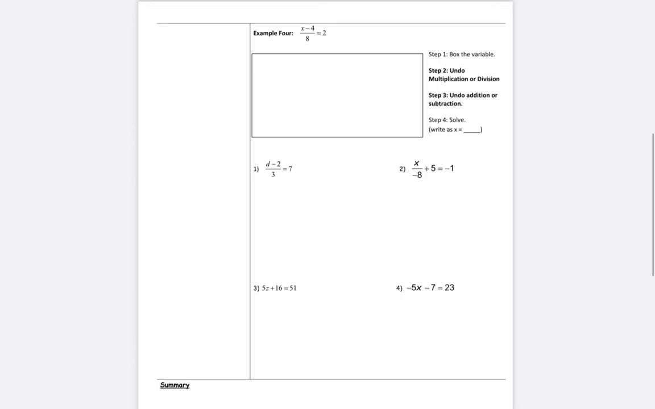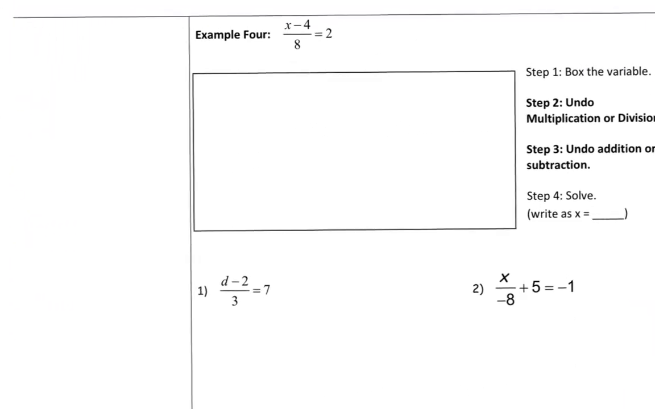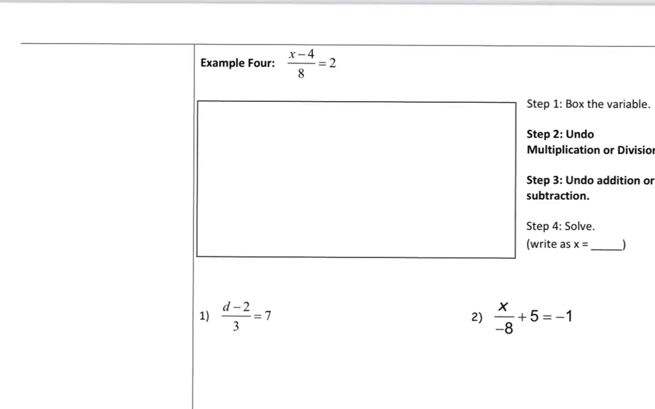All right, we're going to take a look at a very special case for the next problem that we try. I'm looking at example 4.